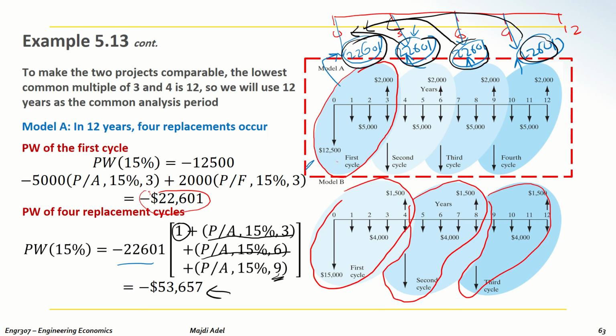Now be careful, if I'm going to compare based on the first cycle, it's not correct. Comparing the present value of the first cycle for each alternative is not correct. I need to calculate the present value over the analysis period and compare the present value over the analysis period, not for one cycle.